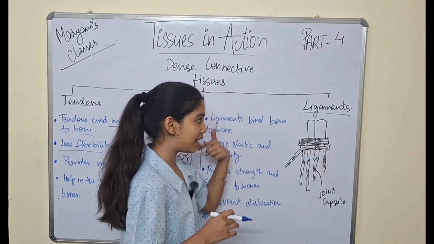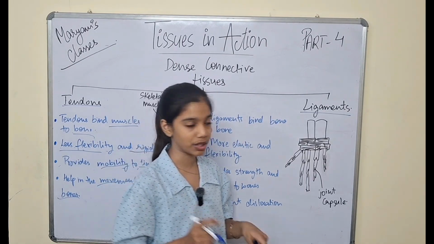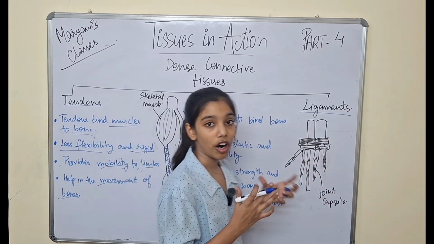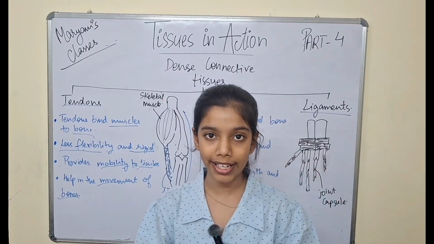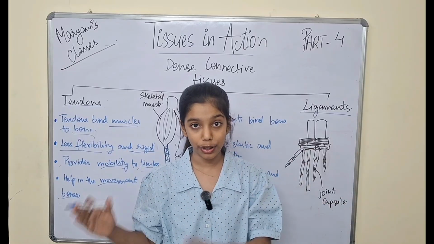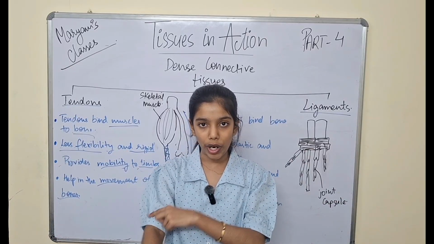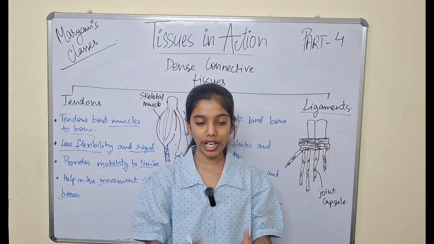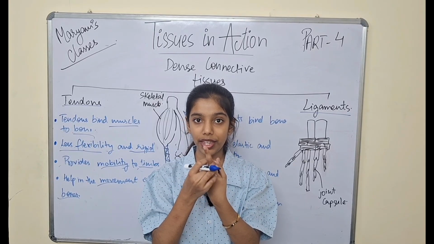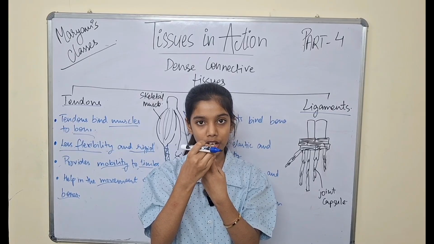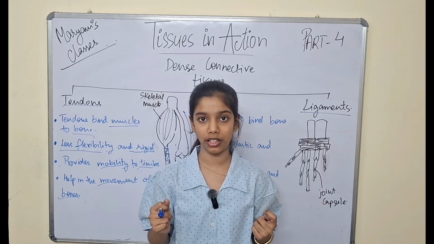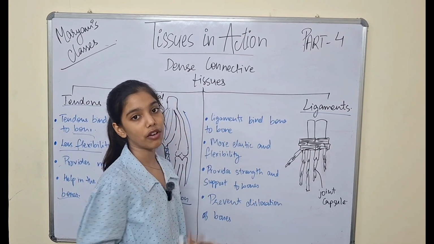Okay, let's understand the second type of dense connective tissue, that is known as ligaments. Ligament is a type of dense connective tissue which connects or binds bone to bone, like one bone and a second bone. Like over here with your finger you can see it can bend. So this is the first bone, this is second, this is third. So how are they connected to each other? That is just because of ligaments.